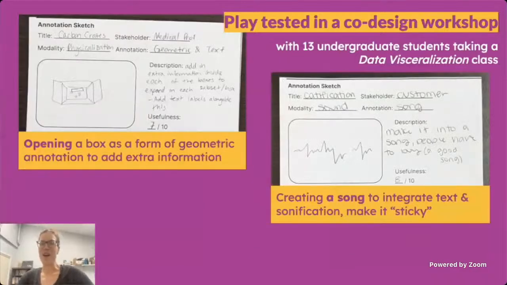On the left, one participant redesigned a box whose weight corresponded to the carbon footprint of different kinds of food. By opening up the box, they could reveal more information inside. On the right, another participant reimagined a sonification of cat meow sounds and the behaviors they represent in the form of a pop song, where the lyrics convey how to interpret the sounds.